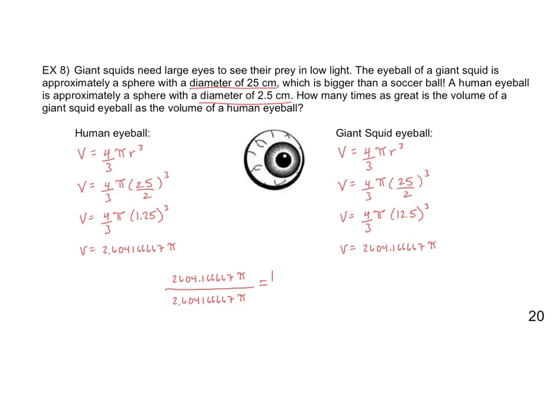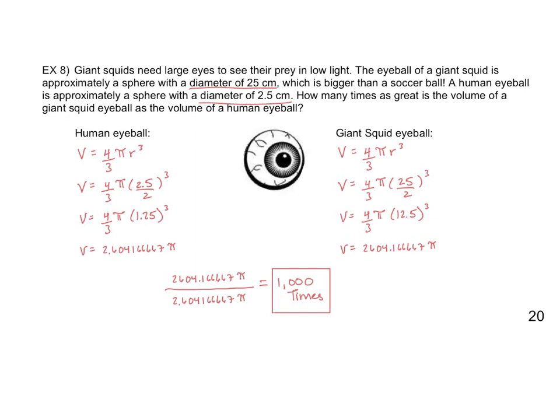All right, hopefully when you put them in your calculator, you got the number 1,000. So we can see that the giant squid's eyeball is 1,000 times bigger than the human eyeball. Its volume is. Whoa, that's kind of crazy. It makes you sometimes think, oh my goodness, the giant squid is a little bit intimidating if that's just its eyeball.